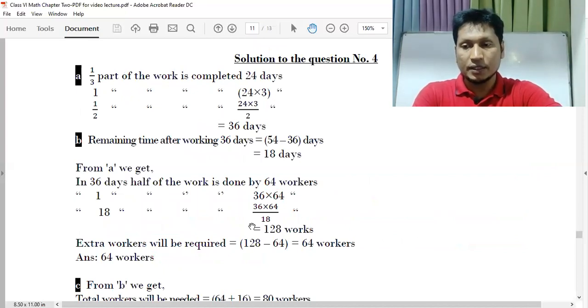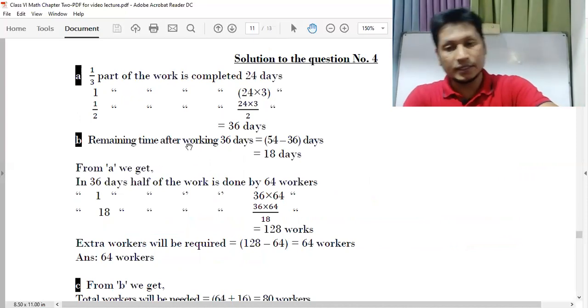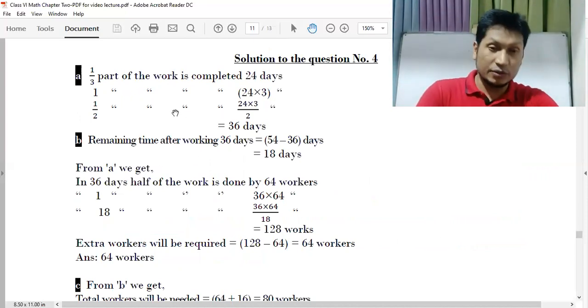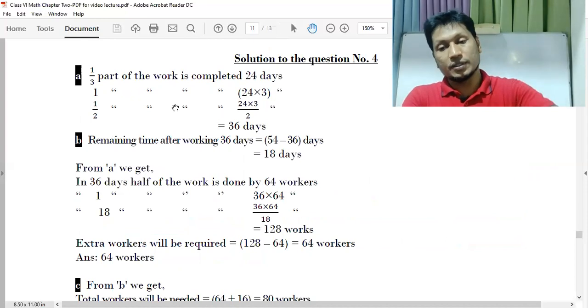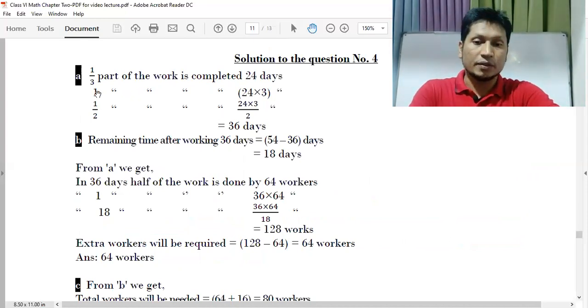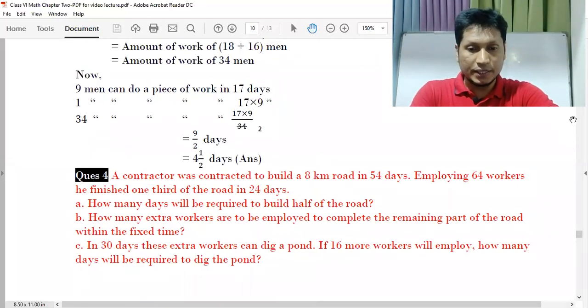I think you will be able to understand this by sharing the screen also. If I need to go to the board, then I will use the board here. Okay, so part A is, again, we are going to see what part A is.